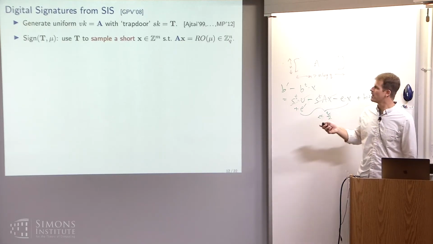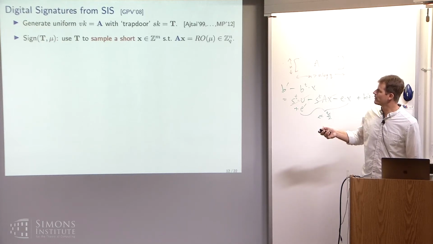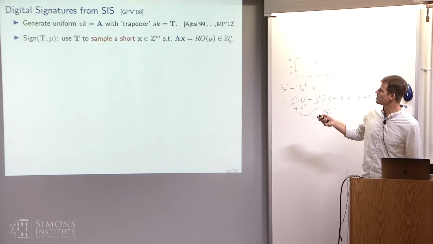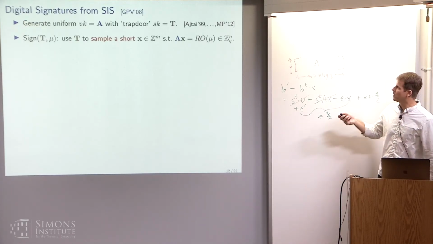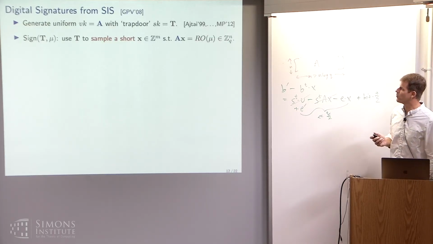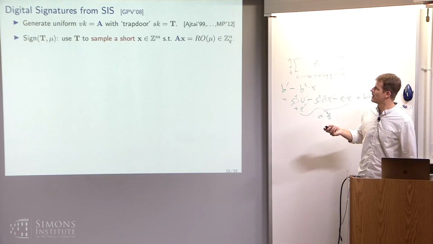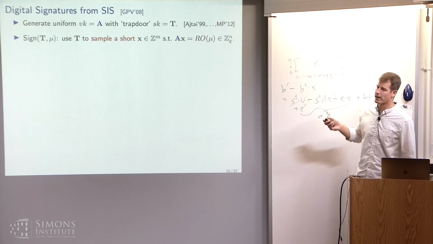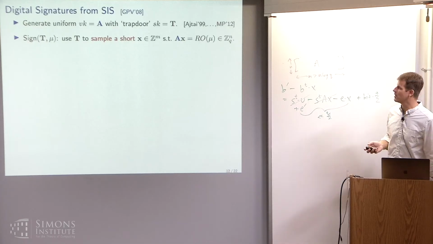Okay? So to sign a message mu, you use the trapdoor in the following way. The first thing we do is we hash the message, let's say using a random oracle, into Z_q^n. So we take the message, which might be like, hi Bob, how are you today? We apply a random oracle. That gives us a random vector in Z_q^n. And then the signature that we put out for that message is a randomly sampled short solution to AX equals the hash of the message. Okay, so how do we do this? I'll tell you in a moment, but this is the idea.